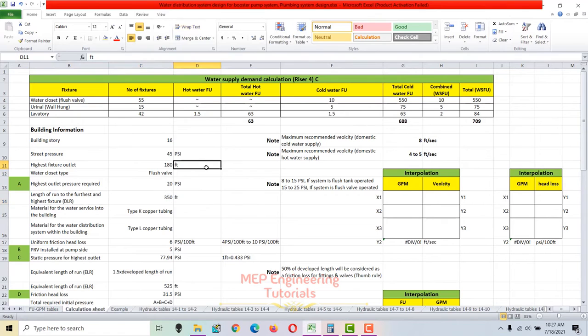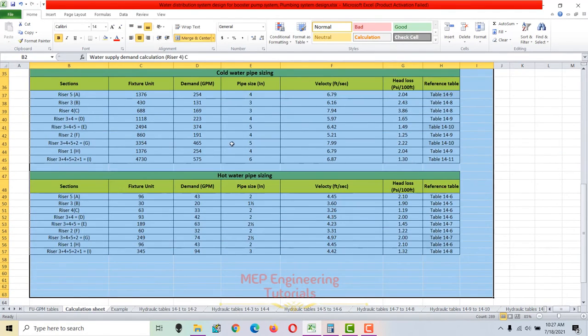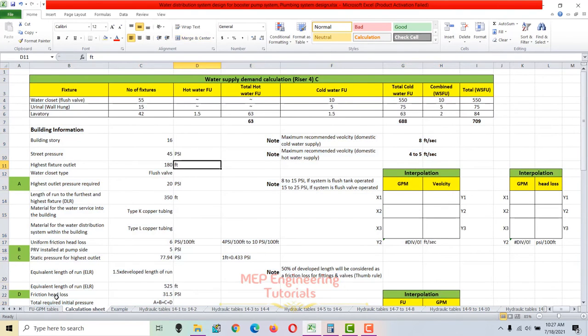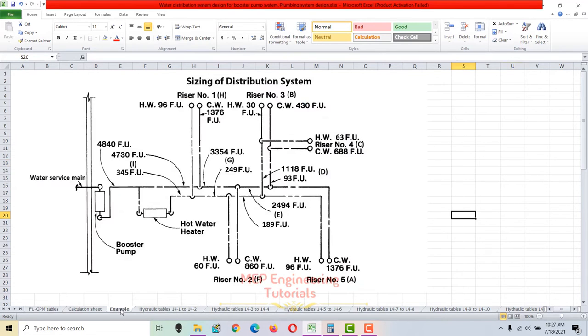Hello friends, today I'm going to discuss the water distribution system design using booster pump as a source of supply, and this is the Excel sheet which I'm going to use for that purpose. You can see here, and there are other tables which I'm going to use in here. You can see the hydraulic tables also, and this is the example which we are going to cover in this session.